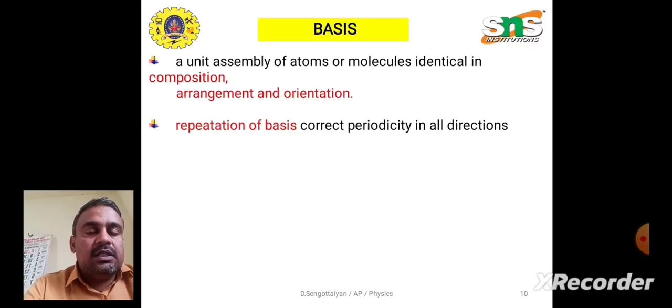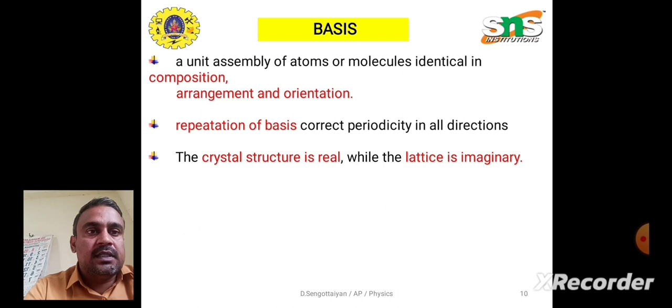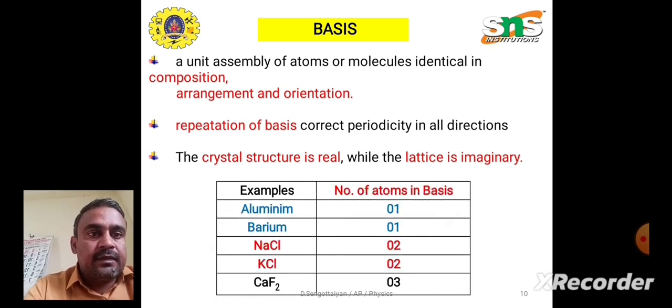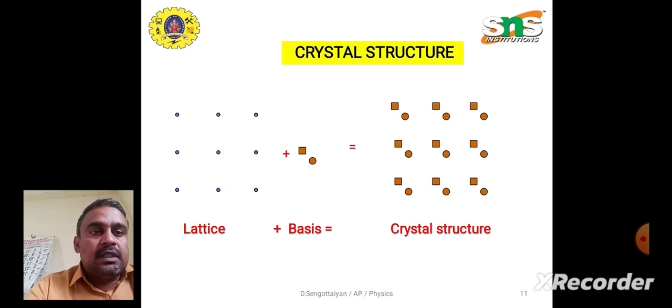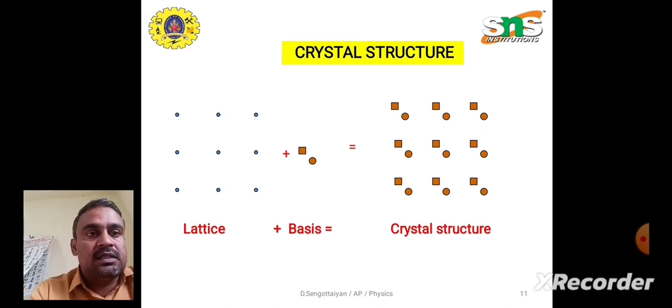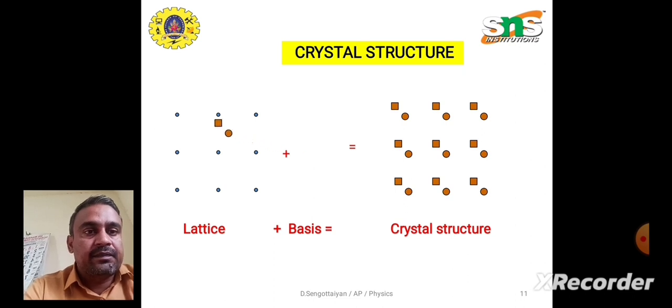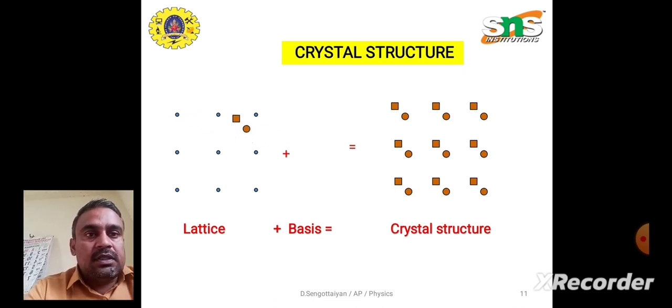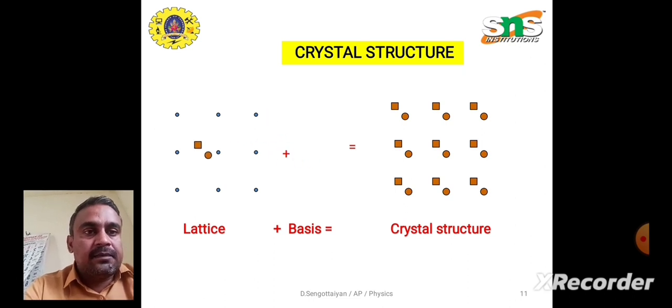Then the basis is a unit assembly of atoms or molecules, identified with respect to the position of lattice points. The repetition of the basis gives correct periodicity in all directions. In the crystal structure, lattice point plus basis is equal to crystal. So lattice, denoted as the position of atoms or molecules, plus basis is equal to crystal structure. The diagram shows the crystal structure, lattice point and basis.